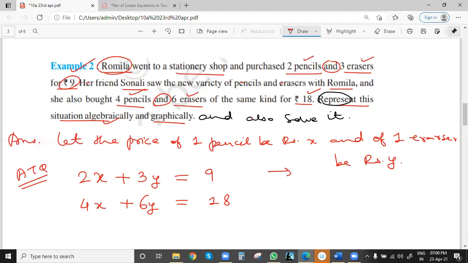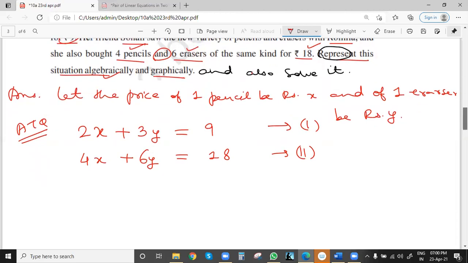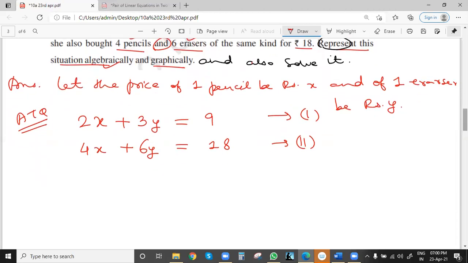So this is the representation algebraically. These are the 2 equations, equation 1 and equation 2. We have represented the given condition algebraically. Now we'll try to solve also. So here we have the algebraic solution.